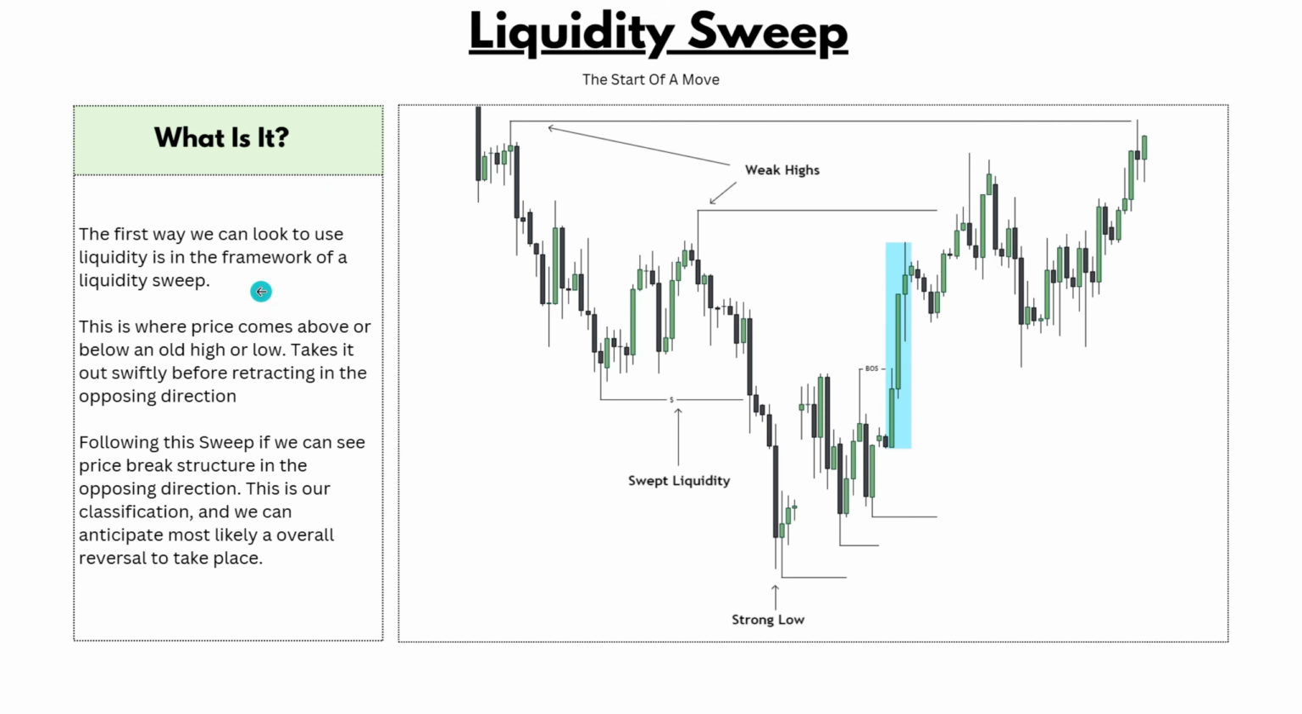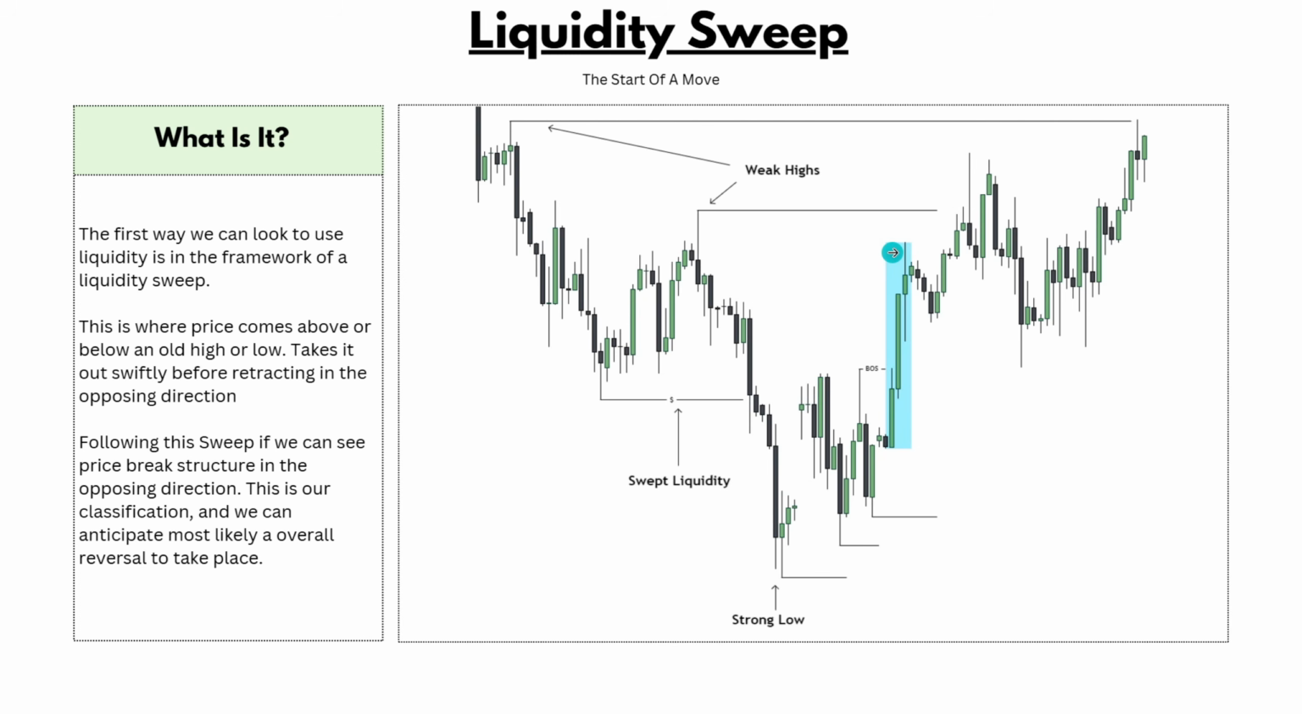And the first way we can use liquidity is in the framework of a liquidity sweep. This is where price comes above or below an old high or low, takes it out swiftly before retracting in the opposing direction. Price comes lower here, sweeps this previous low, yet as we can see, price struggles to continue lower. This is what we meant in the previous example. This would classify as a liquidity sweep because price came down into this level, but it could not continue lower. Instead, it immediately goes in the opposing direction, creating higher lows.